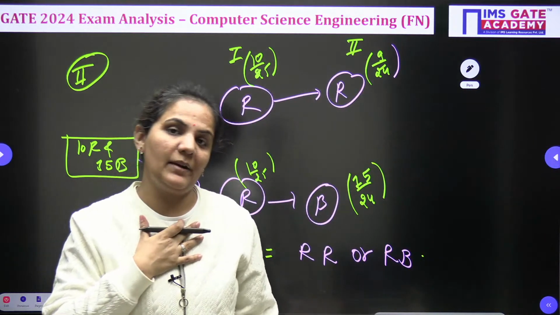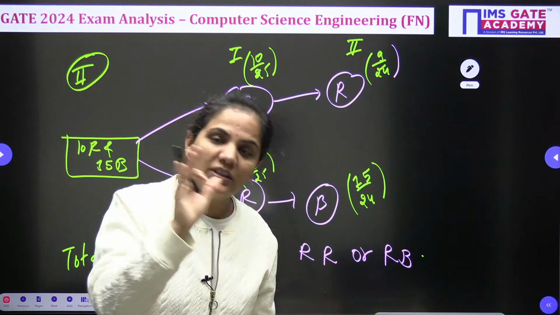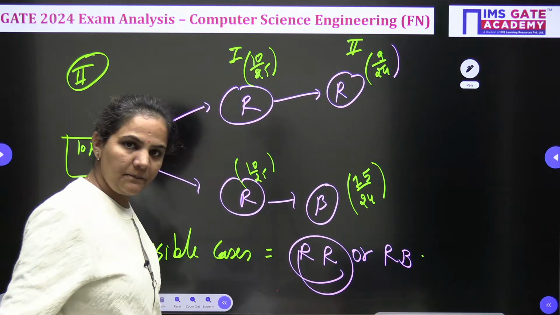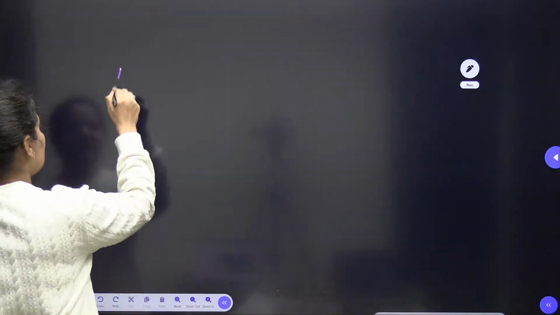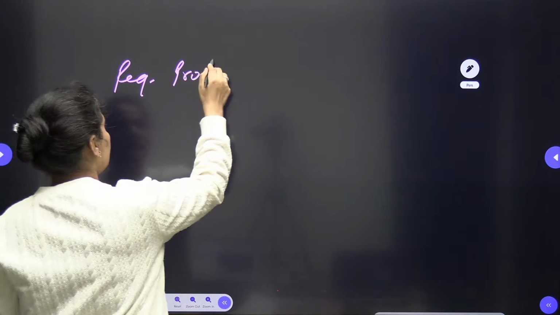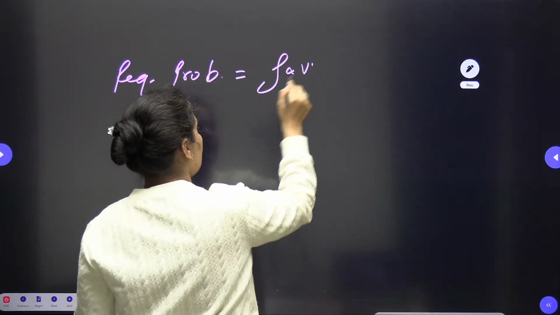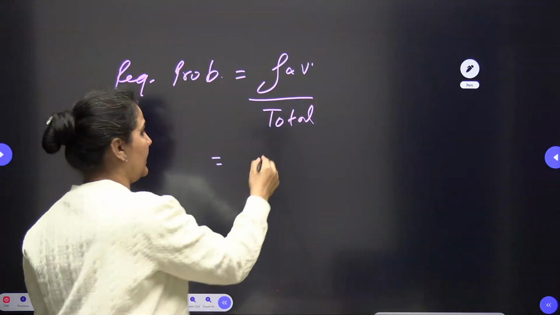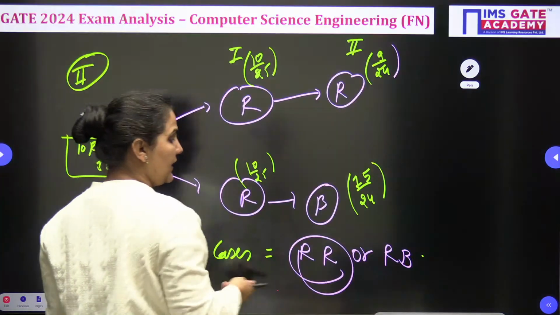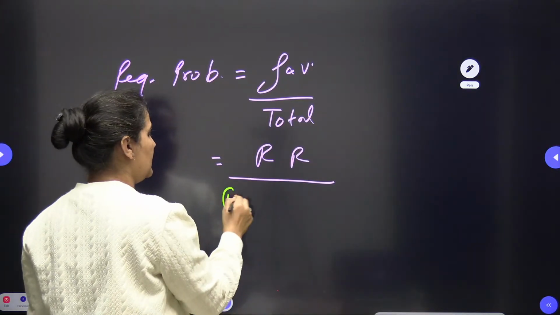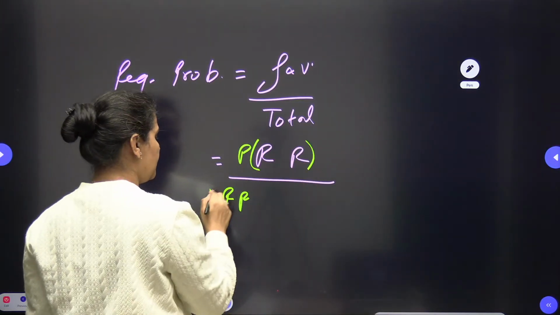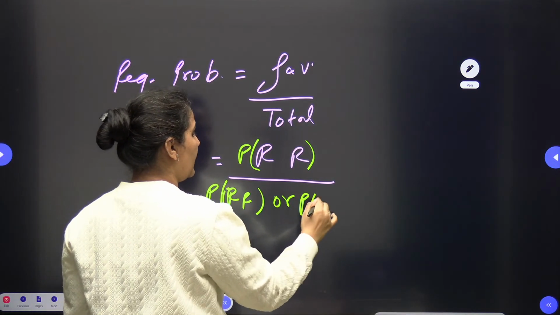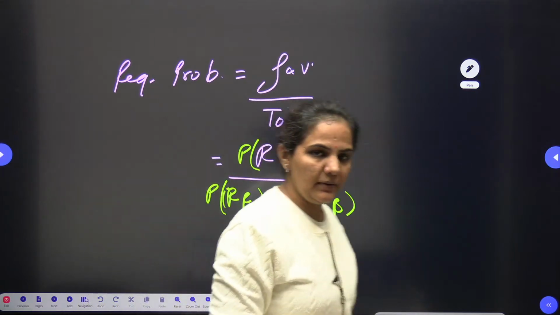But what is my requirement? My requirement is that I want both as red. So my favorable will be both red. And we know very well that probability is nothing but favorable by total. So favorable is I want both red, divided by the total probability, where the plus denotes or. So probability of getting red-red, or probability of getting red-blue. This is your total probability, right?